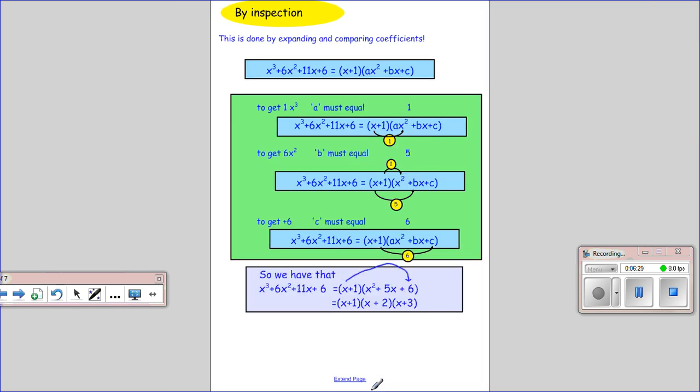Again, if I want to factorize fully, I do need to factorize again into the double brackets. Anyway, I hope that's helpful. The inspection is easier if you can get used to doing it.